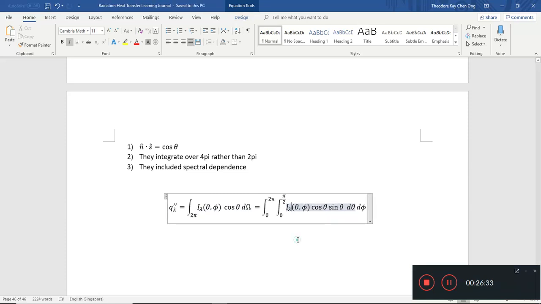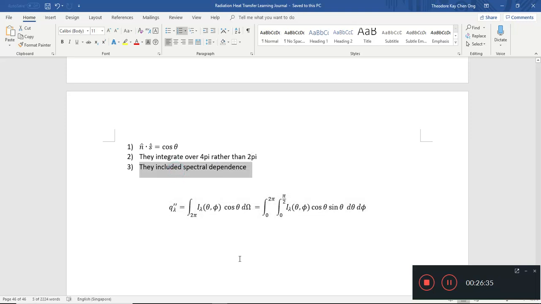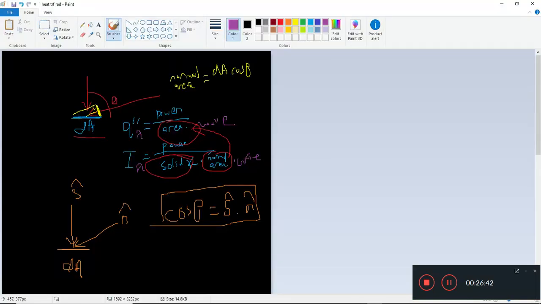Okay, so that's something I kind of forgot. And why integrate over 4 pi? Remember, 2 pi is just taking this hemisphere. If you want to consider the net heat flux, this is only heat flux coming from here to here, right? So you have to consider the other side as well. That's just logic. If you want to consider the other side, you have to integrate across this hemisphere as well, coming from the bottom.